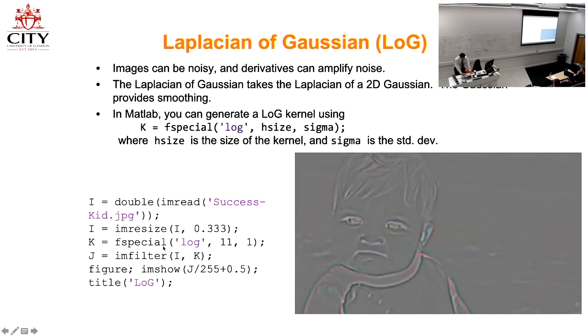So in MATLAB, you can just read an image, resize it to whatever size you want, and then say fspecial log. And then you give it the kernel size that you want. It generates it automatically. And apply the filter. So this is what you will see, and your edges are enhanced.